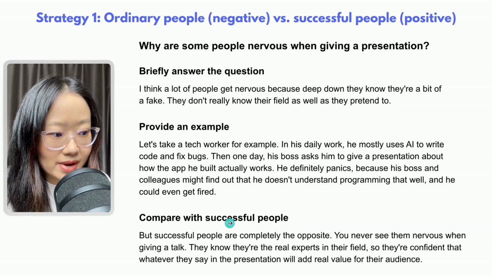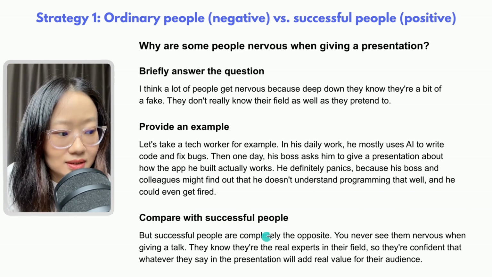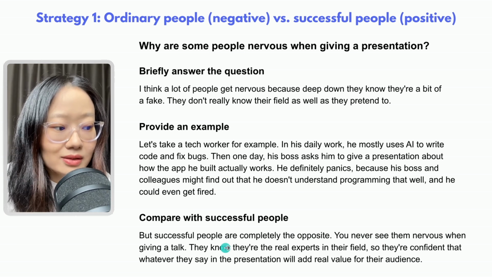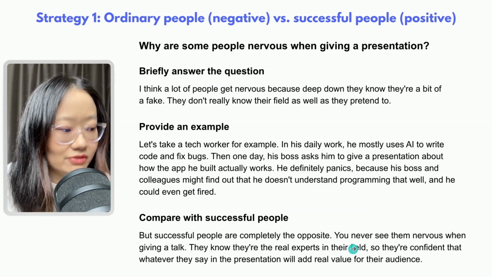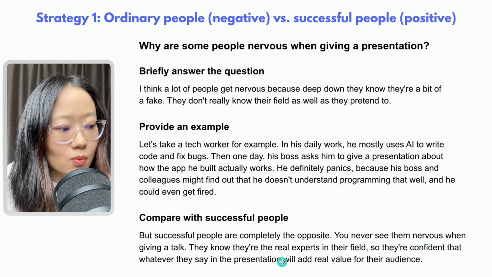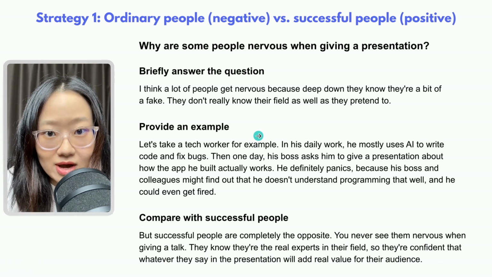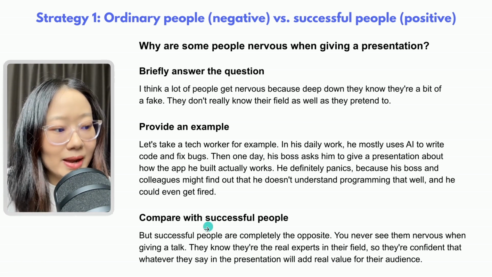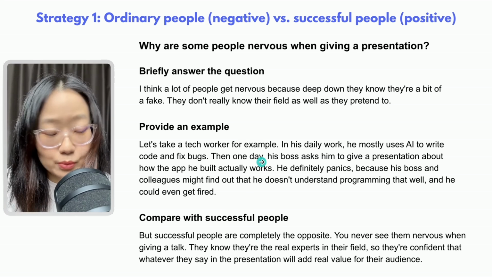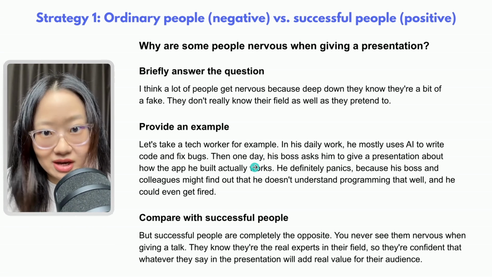And then we add the comparison with successful people. But successful people are completely the opposite. You never see them nervous when giving a talk. They know they are the real experts in their field. So they are confident that whatever they say in the presentation will add real value for their audience. Now we have a fully developed answer. As you can see, by thinking about successful people first, we can quickly come up with a reason for ordinary people's behavior. That is easy to develop.